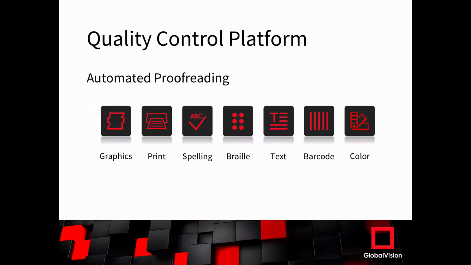The Quality Control Platform is GlobalVision's recently new way of presenting their products. A lot of these products already existed before, but they were in separate products. They were products on their own. And now all the GlobalVision products are gathered into one simple, pleasant UI, and it's called the Quality Control Platform. You can see I have 7 modules on my screen. I have graphics inspection, print inspection, spelling inspection, Braille inspection, text inspection, barcode inspection, and color inspection.